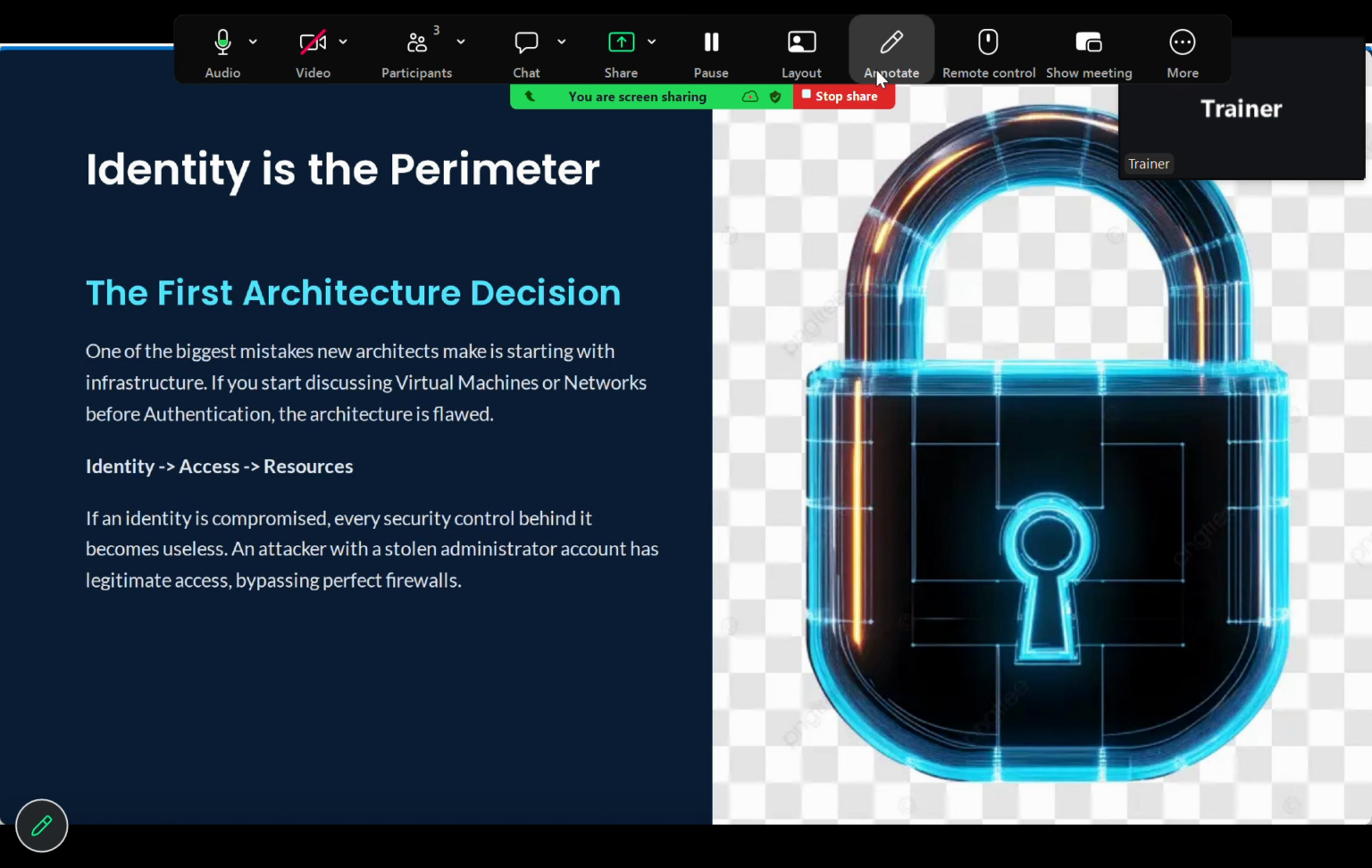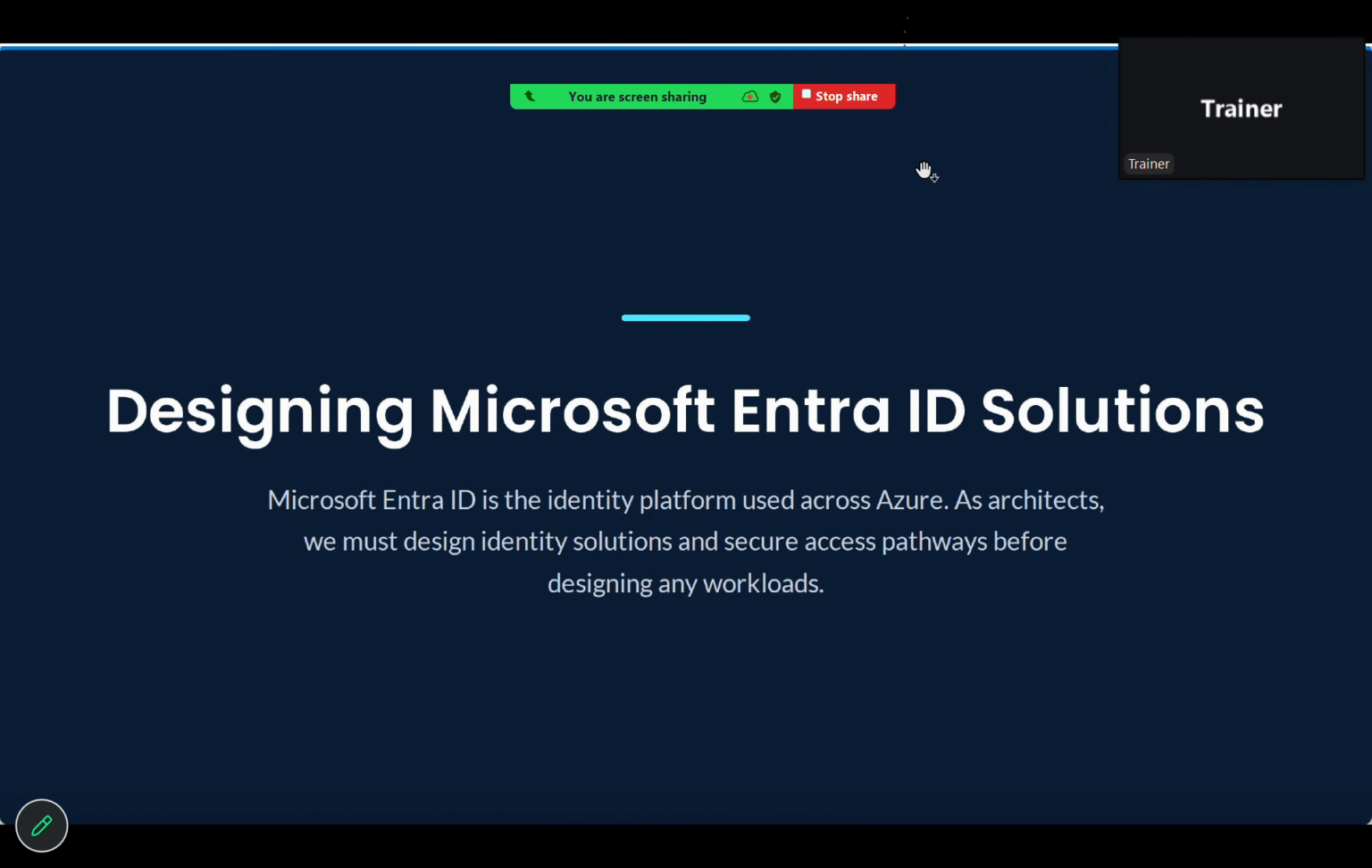This is why modern attacks start with identity. Okay, let's start designing the Microsoft Entra ID solution. As an architect, we must design the identity solution before designing the workload. Microsoft Entra ID is the identity platform used across Azure. As architects, we must design identity solutions and secure the access pathway before designing any workload.